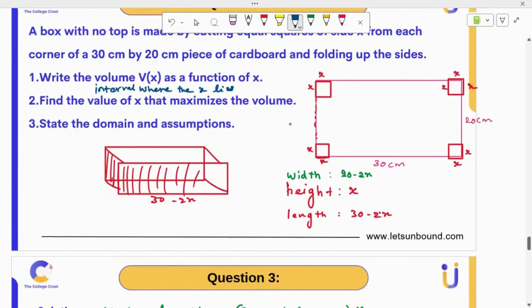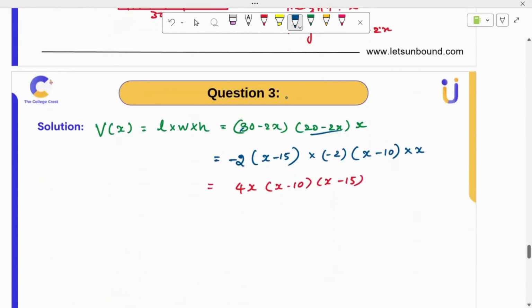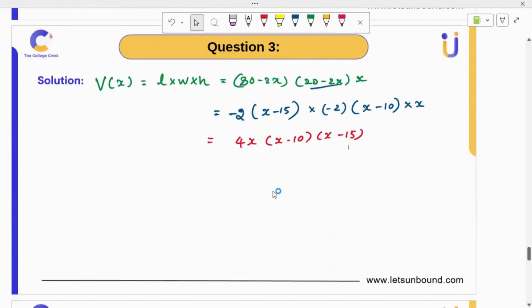Find the interval where the value of x lies, that x will maximize the volume. So volume needs to be maximized. With a parabola, we can easily find the vertex as the maximum, but let's understand how this cubic model is working here.